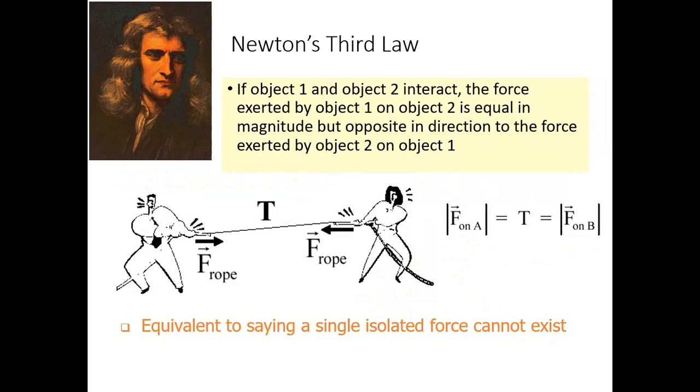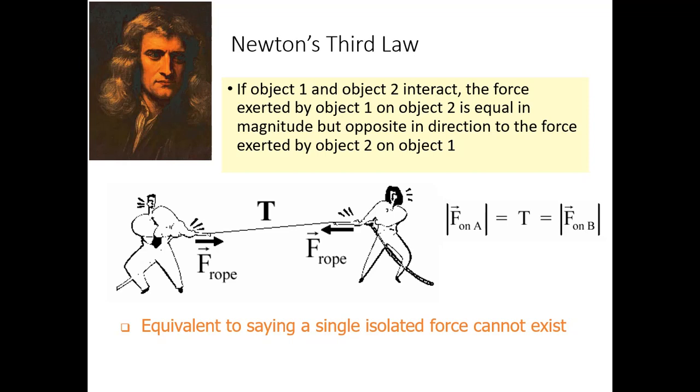Now Newton's third law: when object 1 and object 2 interact, the force exerted by object 1 on object 2 is equal in magnitude and opposite in direction to the force exerted by object 2 on object 1. This is equivalent to saying a single isolated force cannot exist.